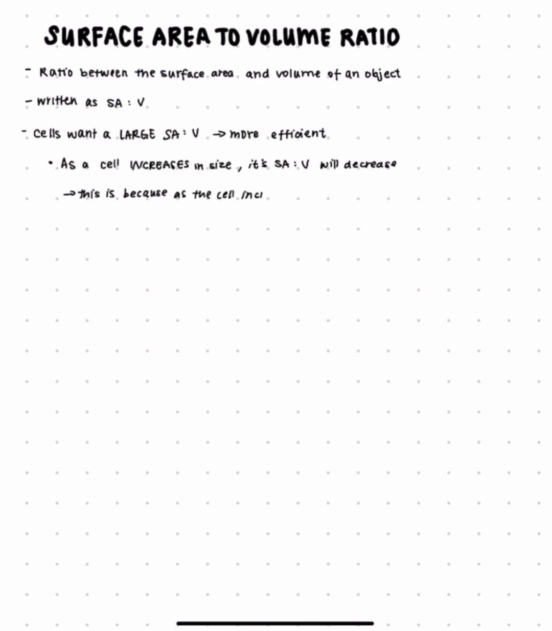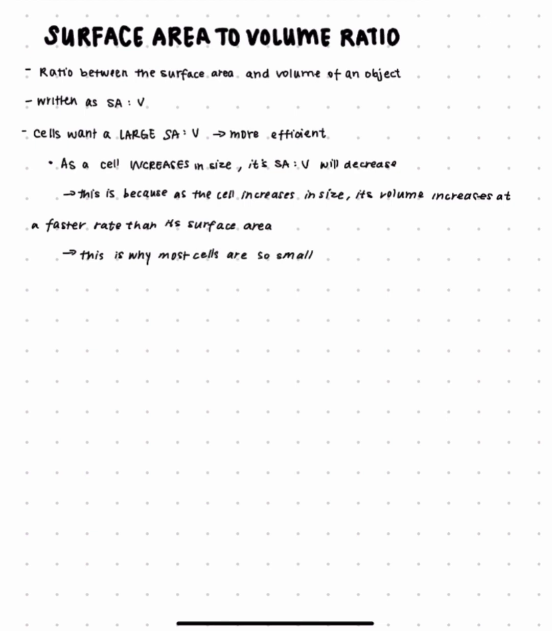However, as a cell increases in size, its surface area to volume ratio will decrease. This is because as a cell increases in size, its volume increases at a faster rate than its surface area. This explains why most cells are so small, mostly microscopic, in order to maximize the surface area to volume ratio.